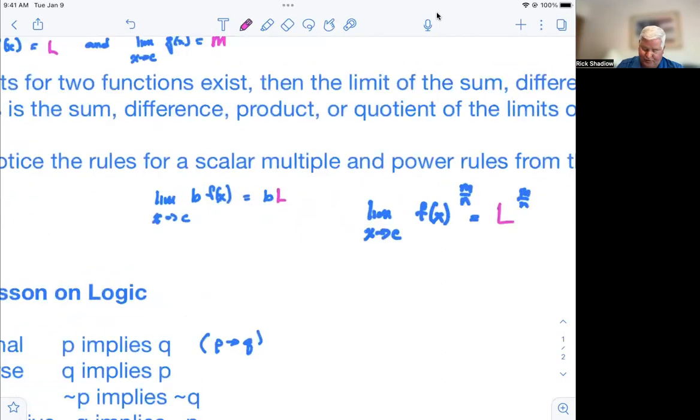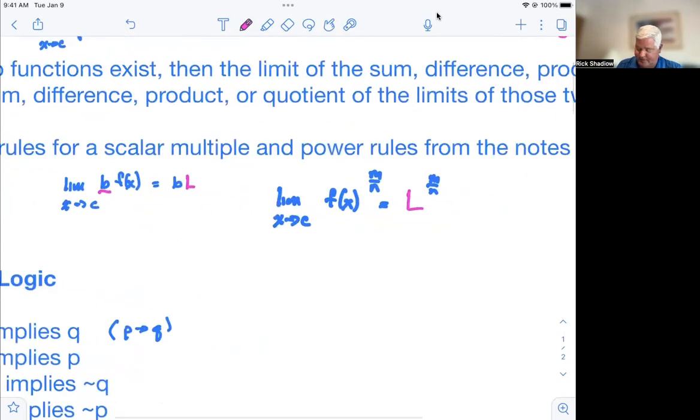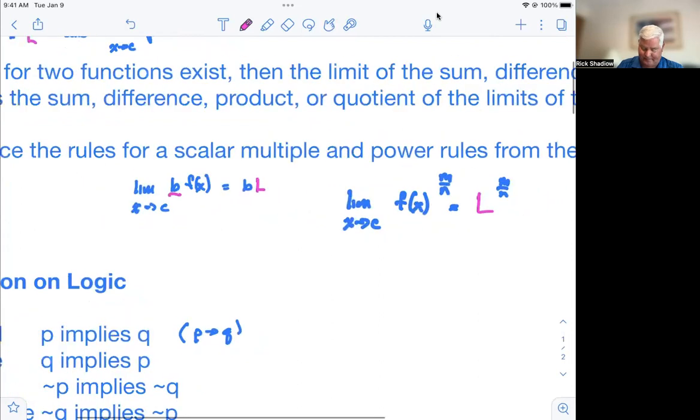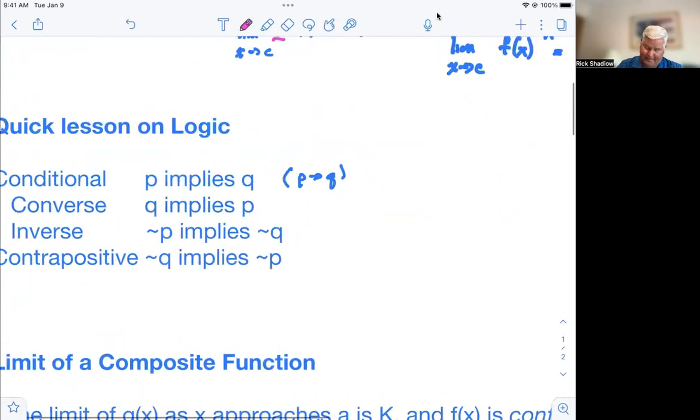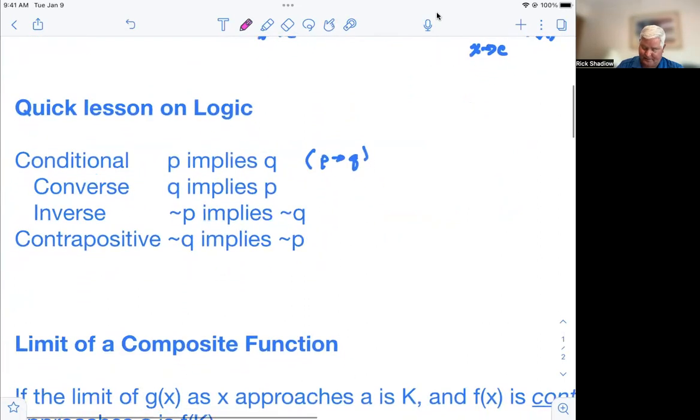It's called a scalar multiple. If I have a scalar, b, which is some constant, the limit of b times the function ends up being b times whatever the limit of f of x is, which is L. And if I raise f of x to a power, then the limit of that is L to that power. Those are the properties in day 4, I believe, that are going to help us do some of these limits.